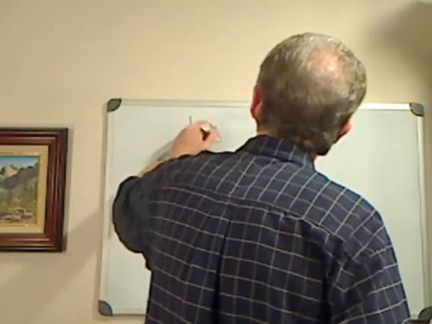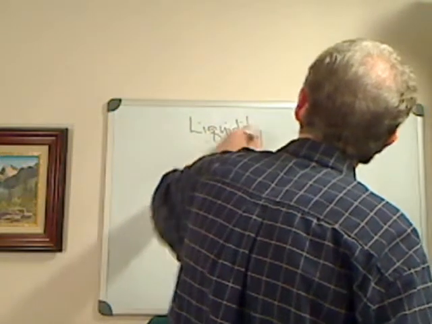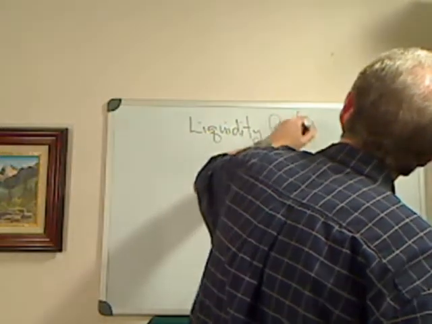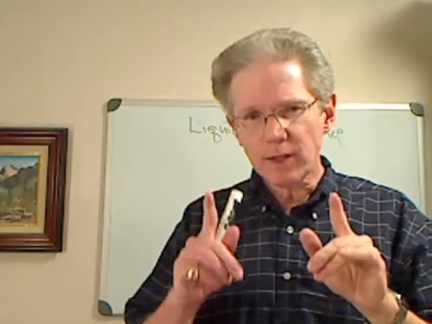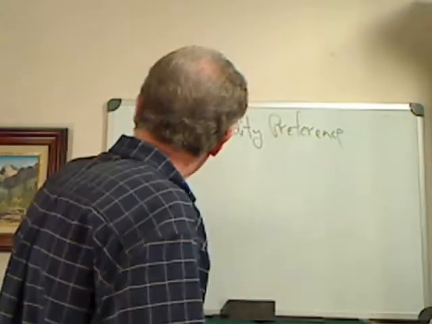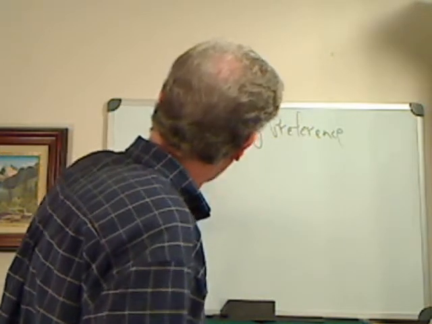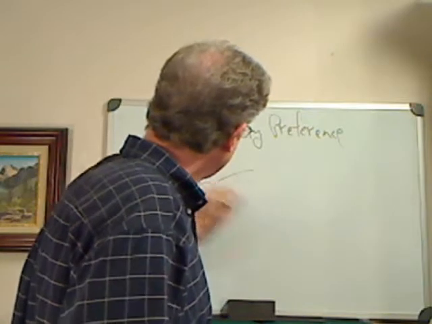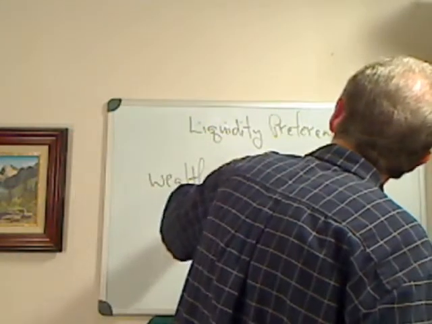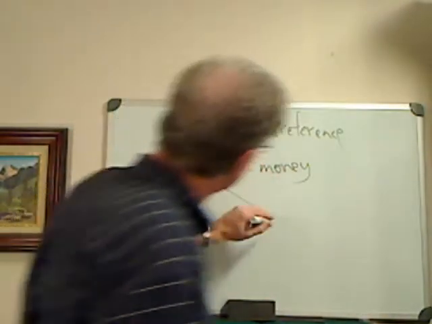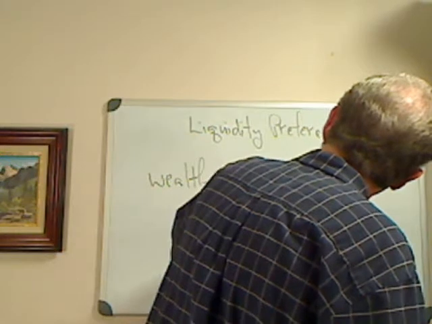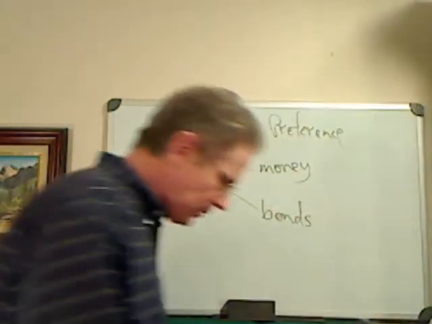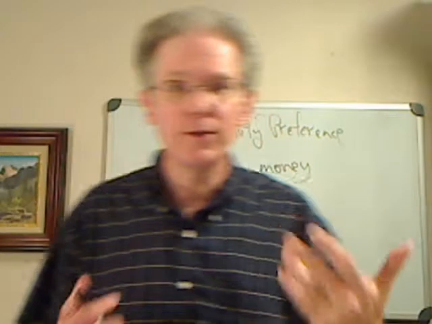This is called the liquidity preference framework, developed by John Maynard Keynes. It starts with the assumption that at any point in time people have some given amount of wealth, and the simplifying assumption is that there are only two ways to hold that wealth. You can hold it in the form of money, which does not provide you with interest, or you can hold it in the form of bonds, which do provide interest.